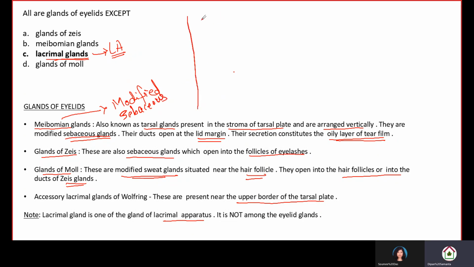Okay, so points to remember: meibomian gland, gland of Zeis, glands of Moll, and accessory lacrimal gland. Now, first of all, meibomian glands are modified sebaceous glands, and their ducts open at the lid margin. That is important. Their ducts open at the lid margin.